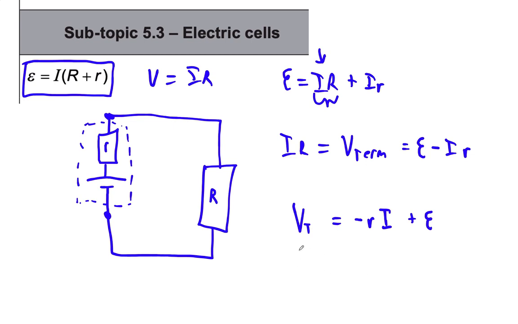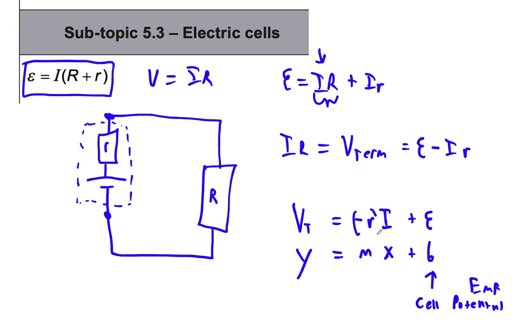Now, if we make this into a graph, the graph would look like this. y equals mx plus b. So on a graph, the y-intercept will be the cell potential, or EMF, right? And then the opposite of the slope will be the internal resistance. Do you see that? Okay. So if we find the slope of that thing, the opposite of that slope will be that internal resistance. So let's take a look.